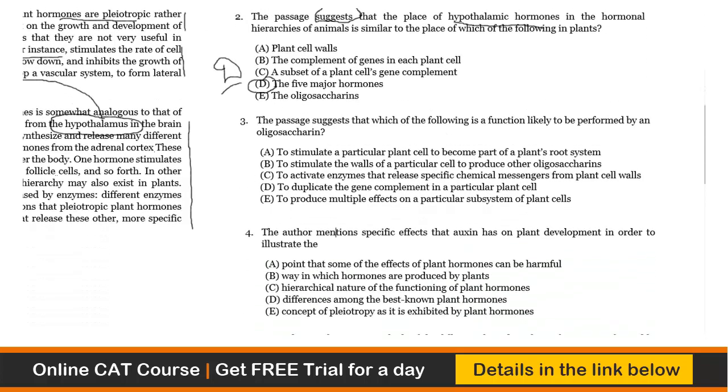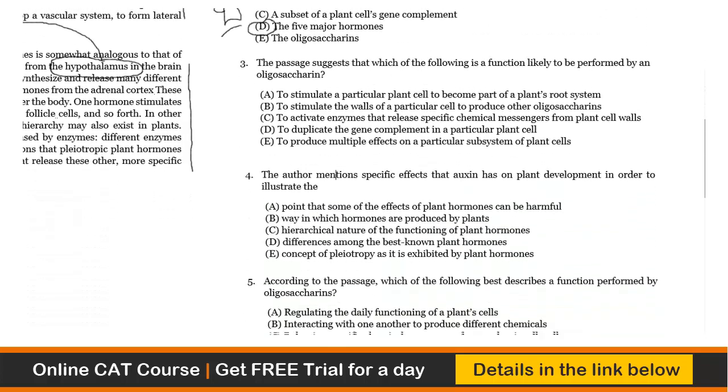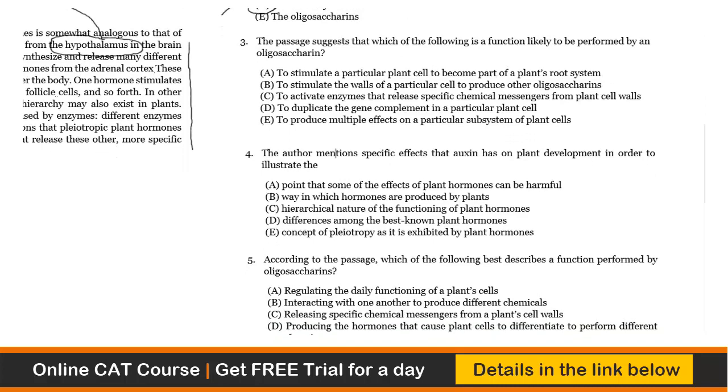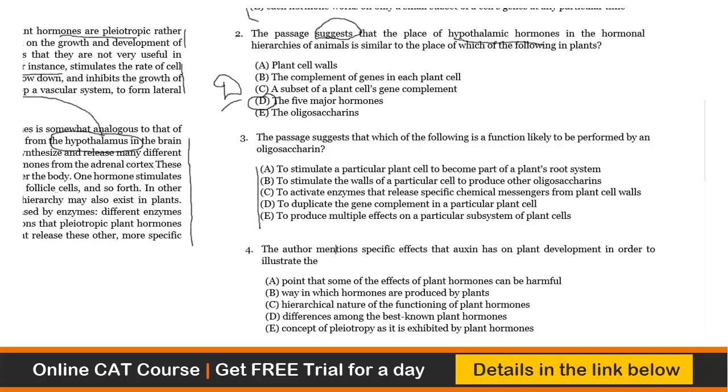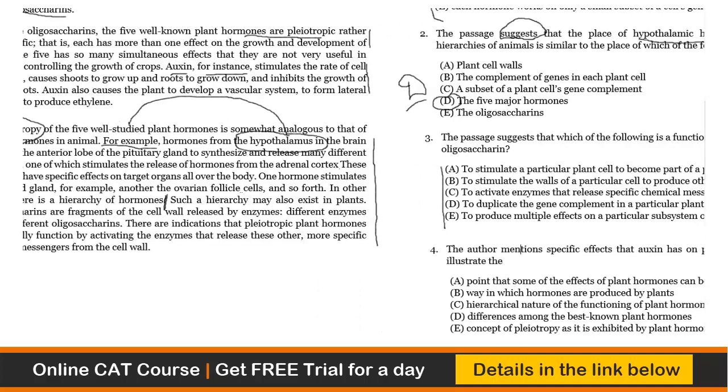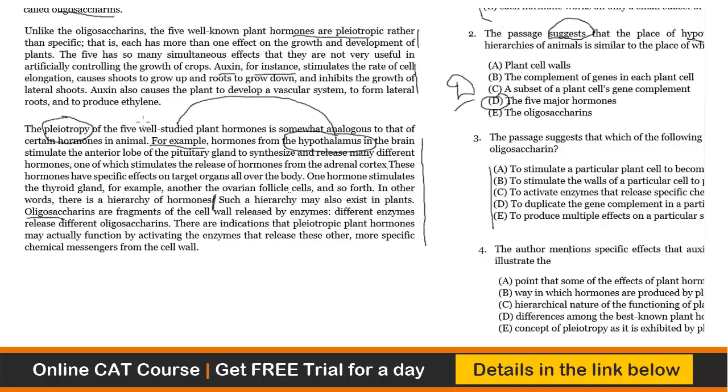Third question. The third question says the passage suggests that which of the following is a function likely to be performed by an oligosaccharin. Now the problem is that oligosaccharin has come at a few places, right? So what is the function of oligosaccharin? The second para says, unlike the oligosaccharin, the five well-known plant hormones are pleiotropic. That is, each has more than one effect.